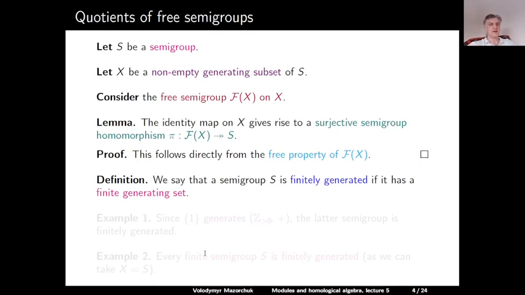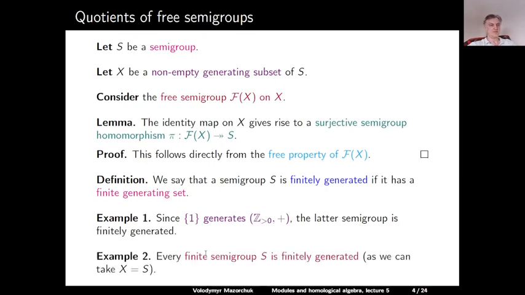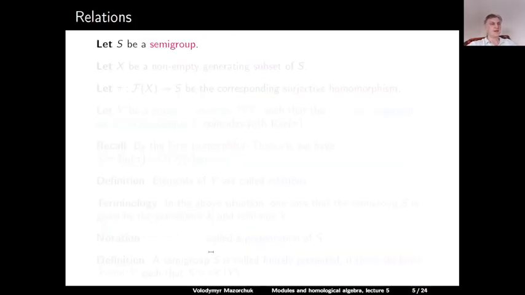Definition: we say that a semigroup S is finitely generated if it has a finite generating set. So for example, we already mentioned that the singleton 1 generates the additive semigroup of all positive integers. So this semigroup is finitely generated. Example 2, every finite semigroup is finitely generated because we can take the whole semigroup as a generating set and it will be finite.